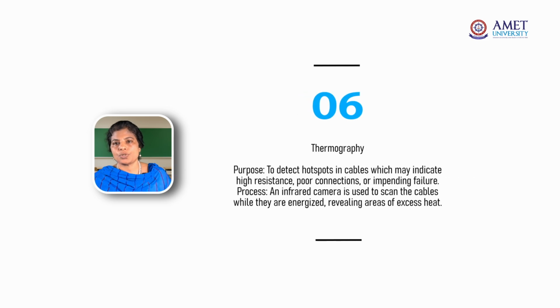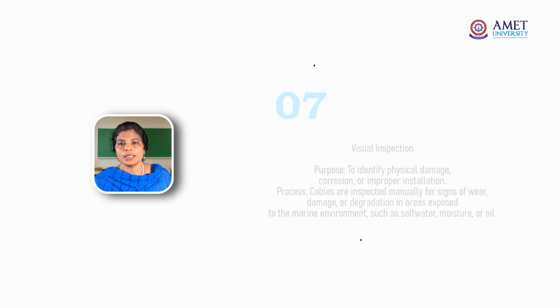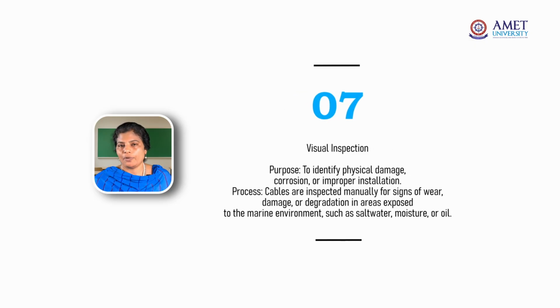Then the next one is the hot spot. A hot spot in the cable is due to very high temperature. It is located with the help of the thermography test. Then visual inspection. Whatever test we are doing, we have to do some visual inspection also. Only then will the health of the cable and safety be maintained.